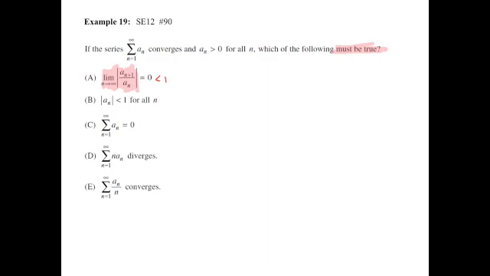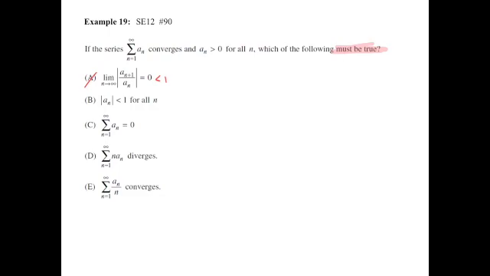Could the limit be something else? And the answer is absolutely. It does not need to be 0. It does need to be less than 1, but it doesn't need to be 0. So A is gone. It's almost too specific. The absolute value of a sub n is less than 1 for all n.